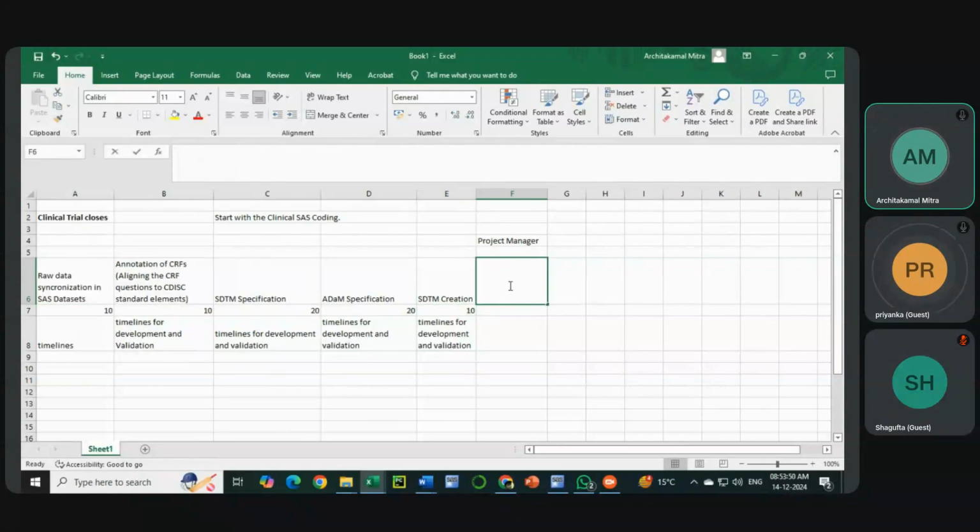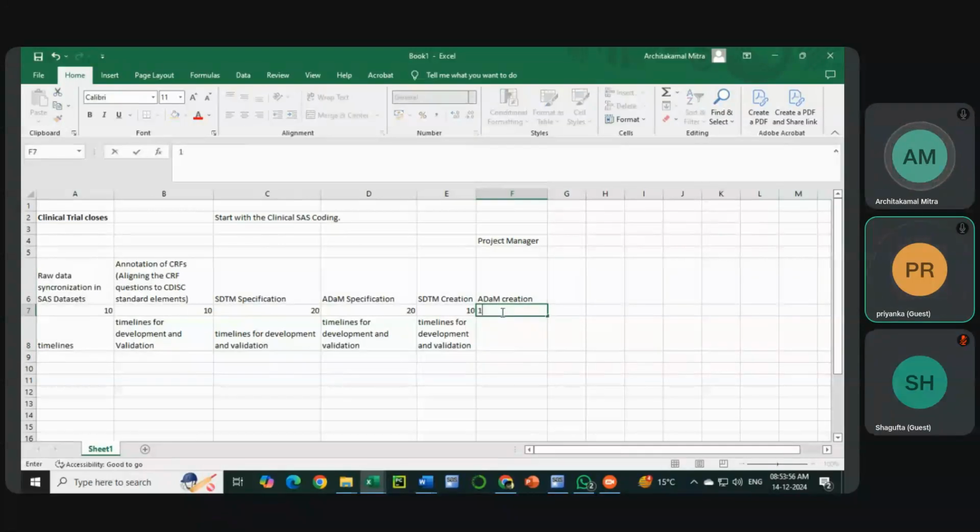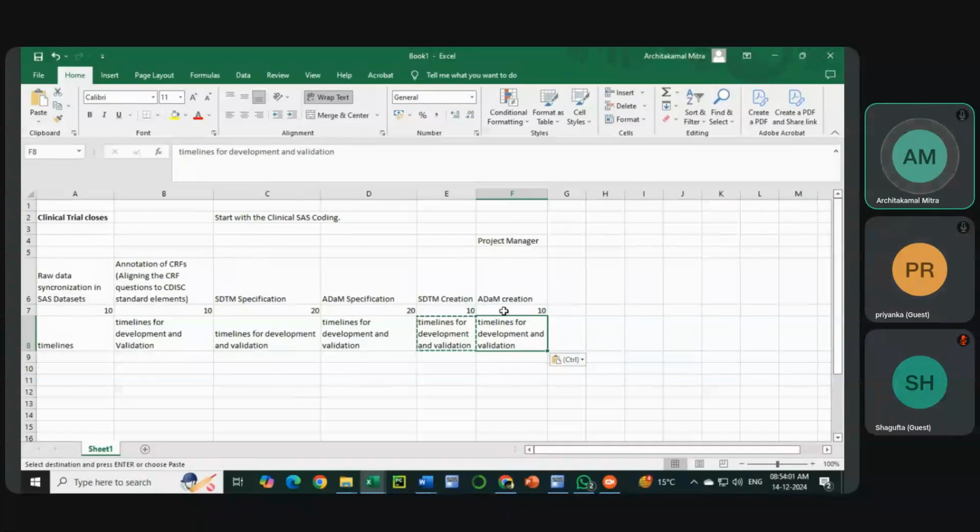Then we have ADaM creation. Same, suppose 10 people are there, and this is the timelines for development. So among every 10 people, this person will have all the ADaM datasets which need to be created, listed in the same Excel. All the list of ADaM datasets and the timelines, when it will be taken. Same for SDTM, same for ADaM.